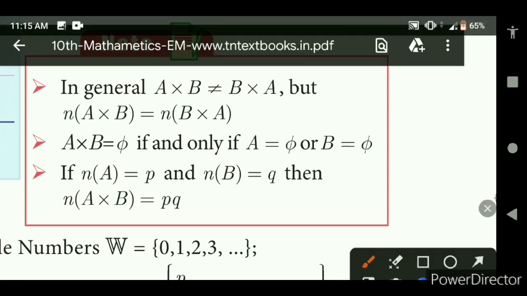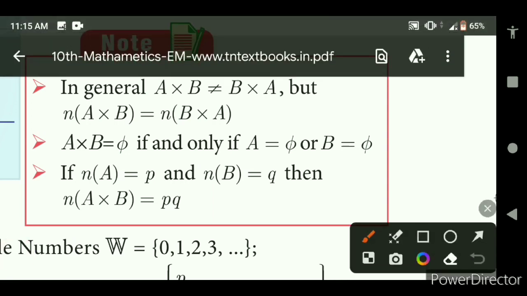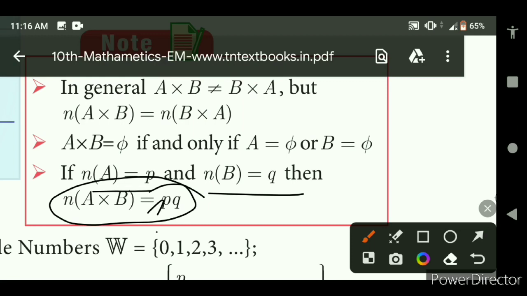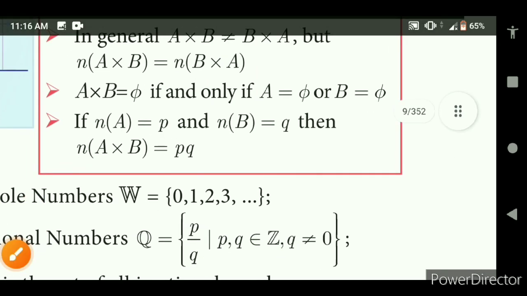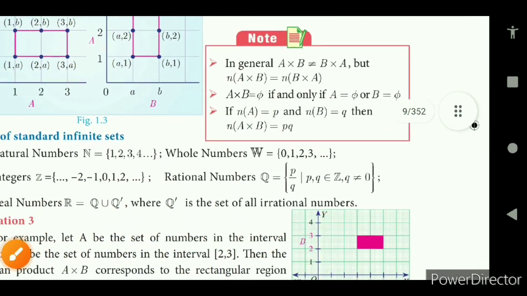The third note is very important, often asked in exams. n of A is equal to p, n of B is equal to q. So how do we find n of A cross B? They'll ask like this. We should multiply these two, and we will get the answer pq.